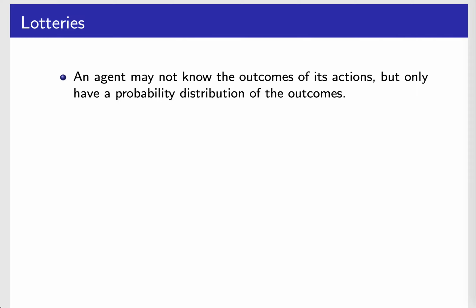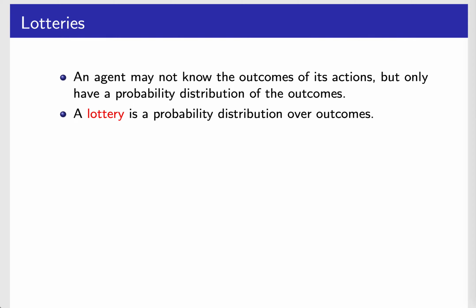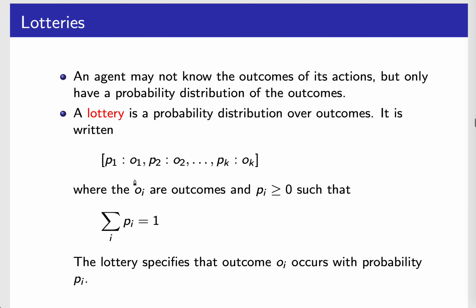So an agent may not know the outcomes, but have a probability distribution over these outcomes. So we're going to assume here that we have a model of the world in which we can work out the probability distribution over the outcomes. And then this lottery is just this probability distribution over outcomes. We're going to call this a lottery, and we're going to write it like this. So this means with probability P1, you get outcome O1. With probability P2, you get outcome O2. With probability PK, you get outcome OK. So these O1 to OK are different outcomes, and each PI is a probability, and they all sum to 1. So it specifies that OI occurs with probability PI. So we're going to write these as lotteries.